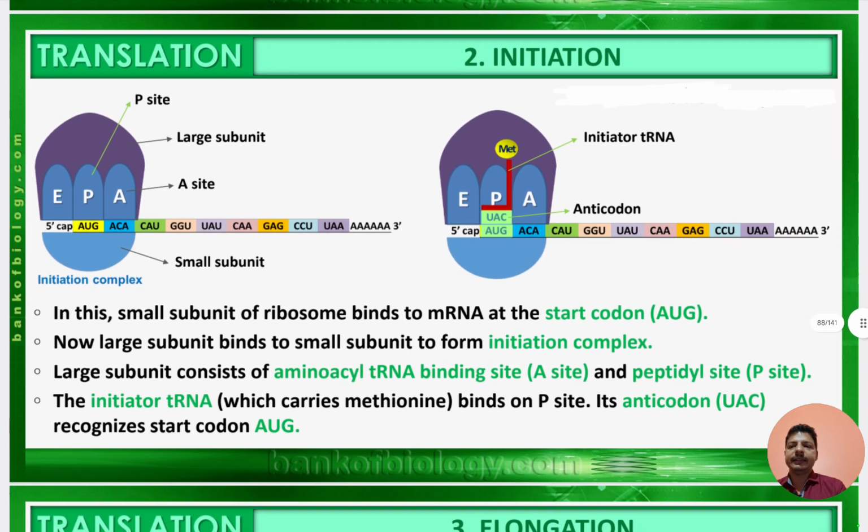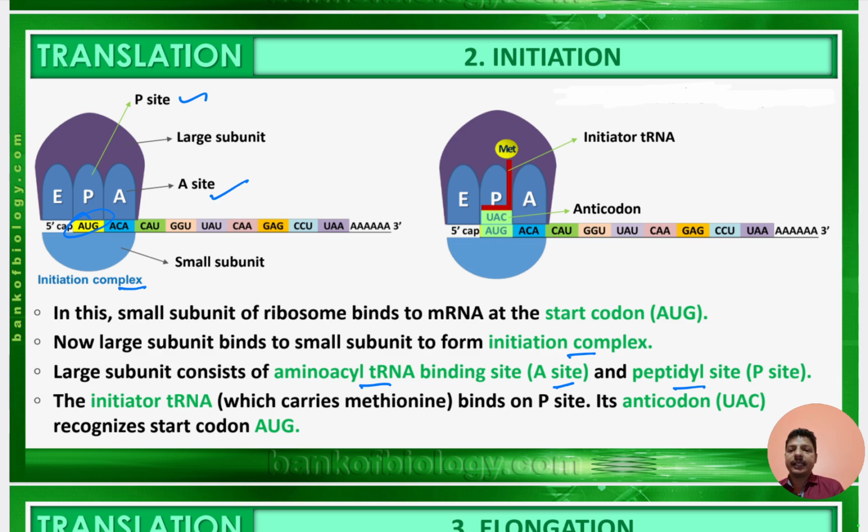Then initiation. The small subunit of the ribosome binds to mRNA at the start codon AUG. Here AUG is the start codon. Now the large subunit binds to the small subunit to form the initiation complex. The large subunit consists of the aminoacyl tRNA binding site, the A site, and the peptidyl site, the P site.